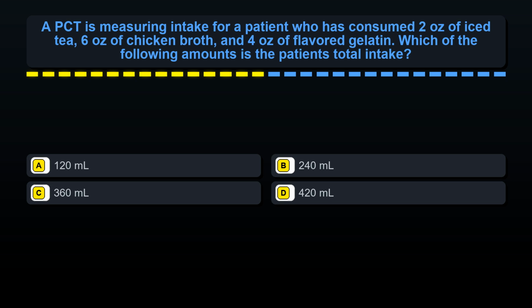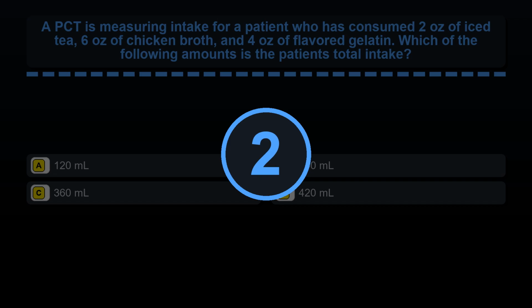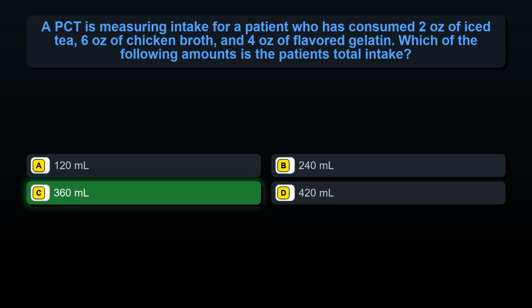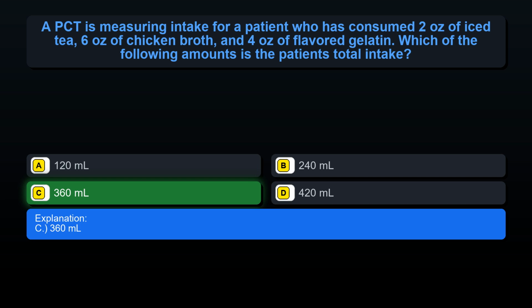Which of the following amounts is the patient's total intake? Option A, 120 ml. Option B, 240 ml. Option C, 360 ml. Option D, 420 ml. The correct answer is option C, 360 ml. Question 33.